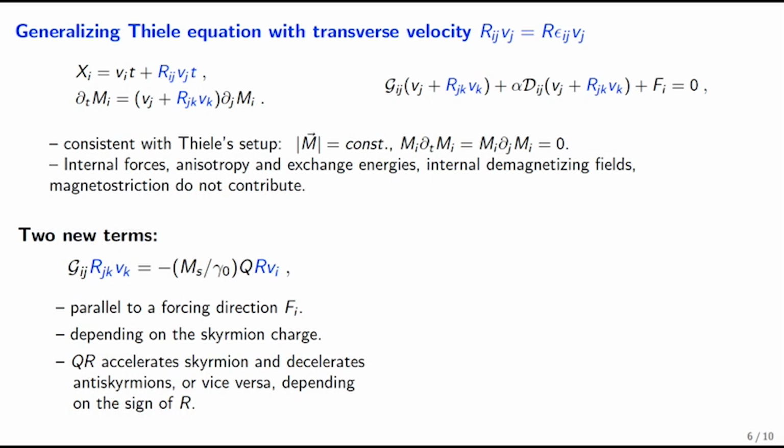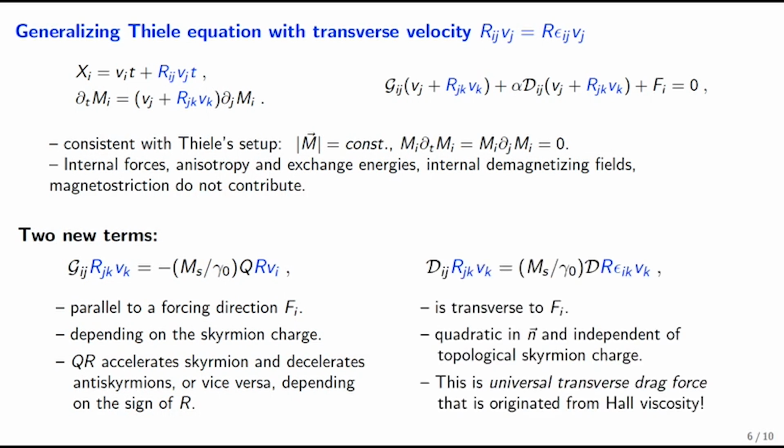This generalization describes completely different Hall angle, Hall dynamics. The first new term is proportional to the Skyrmion charge, and this Hall viscosity component is actually parallel to the forcing direction. The second new term is transverse to the forcing direction and is independent of Skyrmion charge. This universal transverse drag term originates from the Hall viscosity.